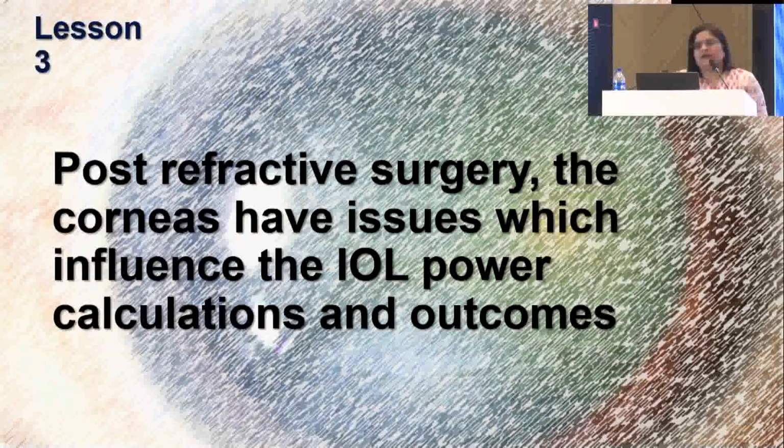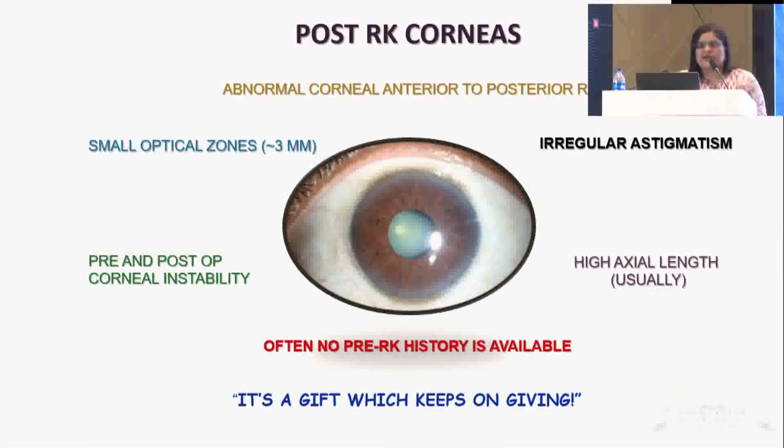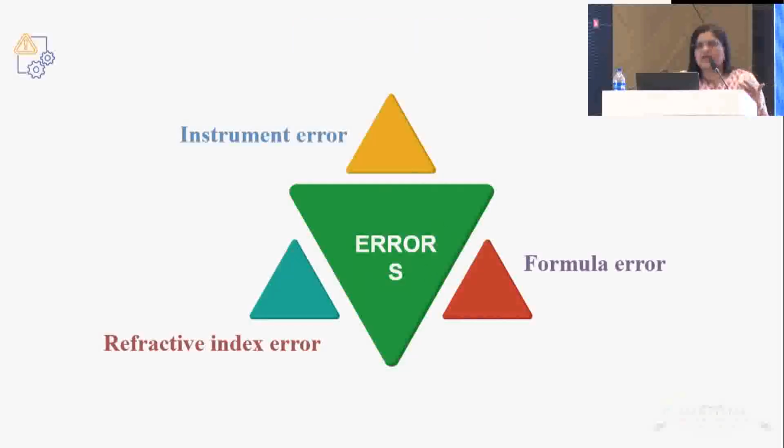Lesson number 3. Post-refractive surgery corneas have issues which influence the IOL power calculations and outcomes. Post-RK corneas, I have already mentioned this, will have irregular astigmatism with smaller optical zones, with high axial length, and often pre-RK history will not be available. It is said that RK is a gift which keeps on giving. The hyperopia will keep on coming.